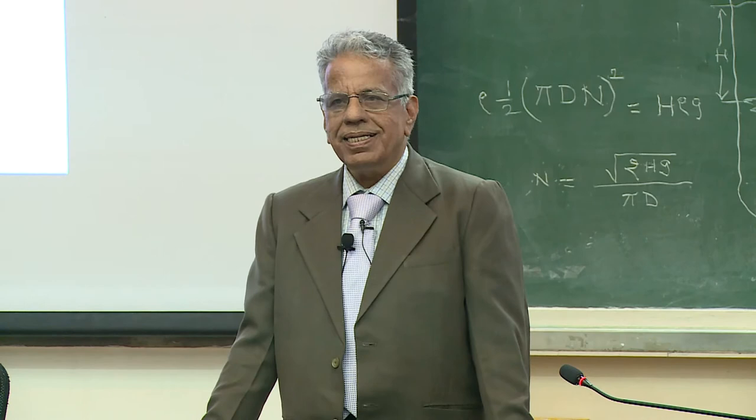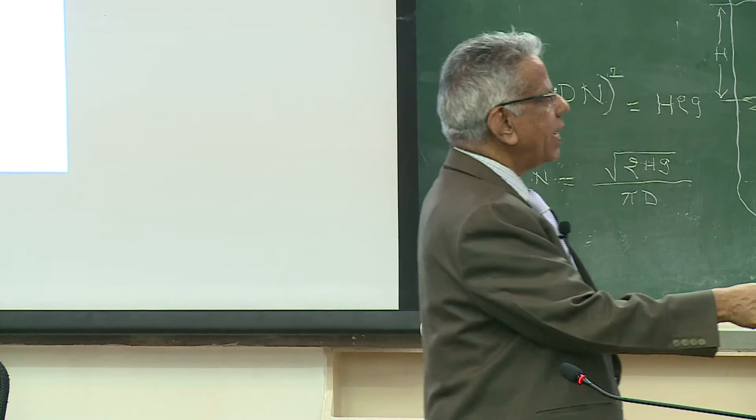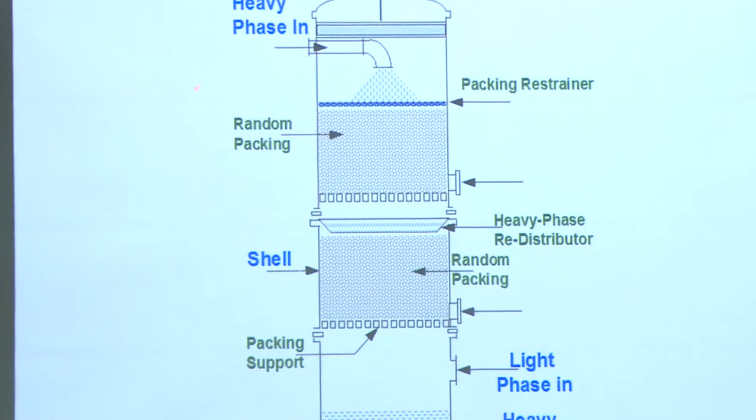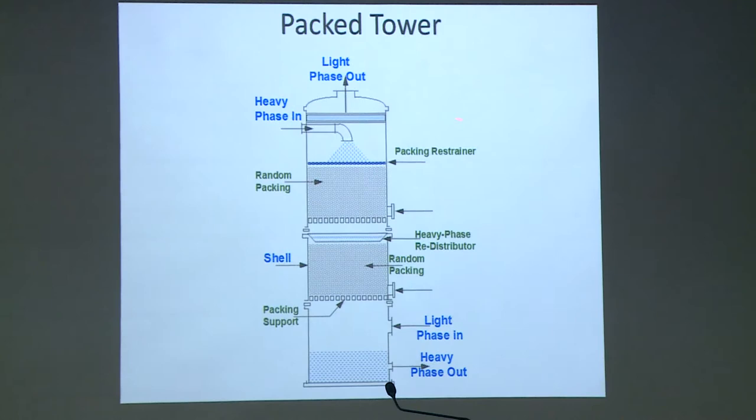This is potential energy, the classical packed tower. We have a support plate for packings, and then there are packings, and there is a liquid distributor. The liquid distributor shown is very simple. I think the liquid distributor design is very, very important. You see liquid distributors in the chemical engineering laboratory, or you see the catalogs of some renowned companies like Sulzer, and try to understand.